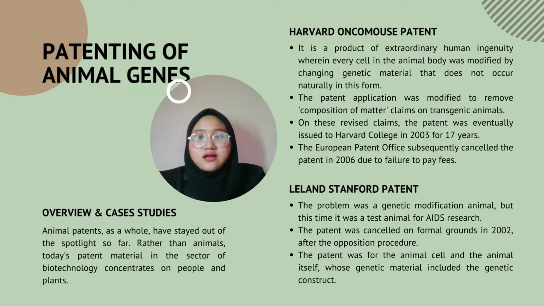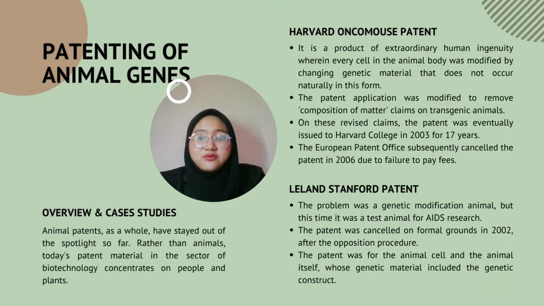So for the Harvard Oncomouse patent, it is a product of extraordinary human ingenuity, wherein every cell in the animal body was modified by changing genetic material in a way that does not occur naturally. The patent application was modified to remove composition of matter claims on transgenic animals. On this revised claim, the patent was eventually issued to Harvard College in 2003 for 70 years. The European Patent Office subsequently cancelled the patent in 2005 due to failure to pay fees.